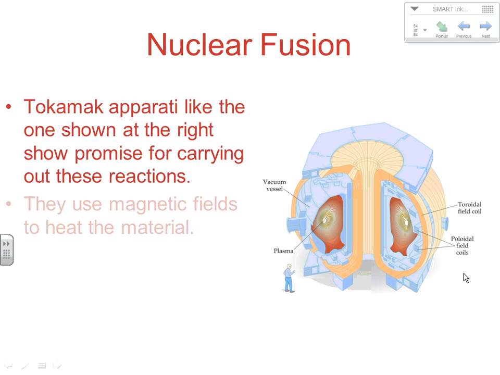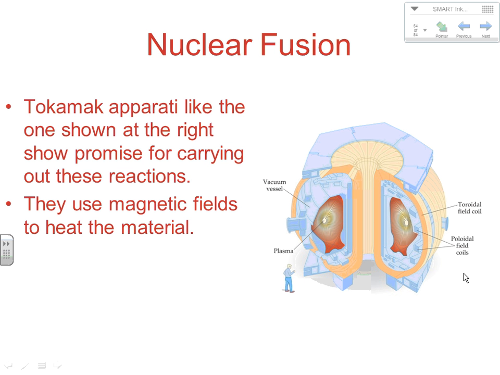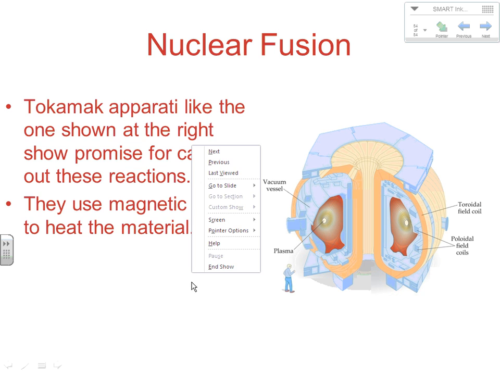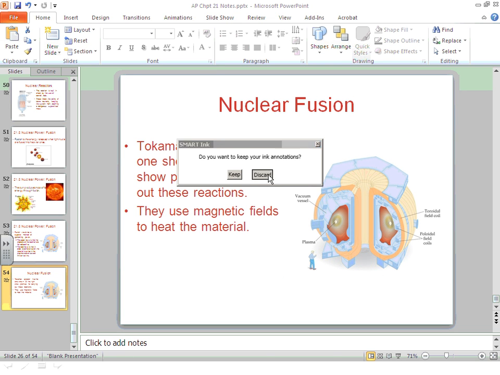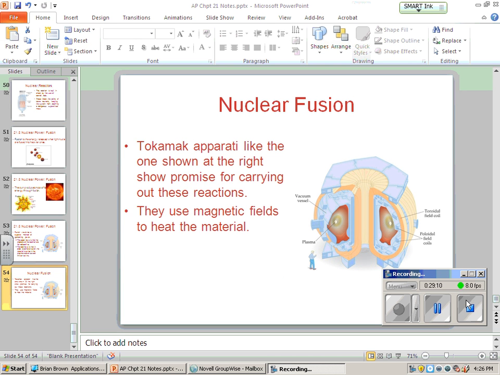So a tokamak type of apparatus like the one shown at the right is showing potential promise, and what they're really using is magnetic fields to create a magnetic bottle to hold reactions that are happening at millions of Kelvin temperature. But right now we don't really have any functioning reactors that generate energy in a sustainable and controllable way using that. Well, that ends our notes over the atom and the molecule.